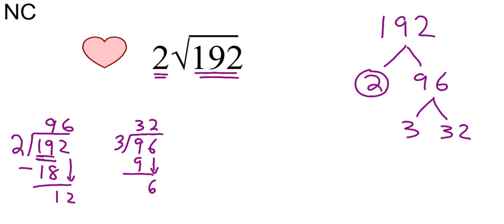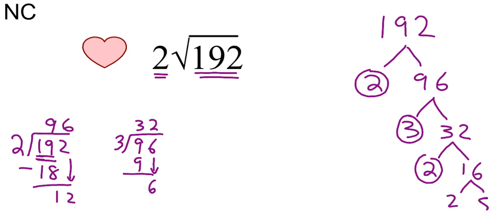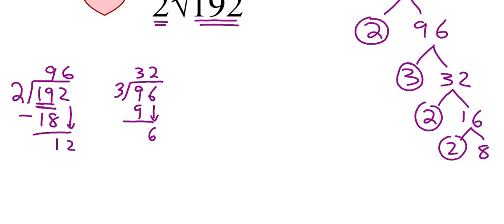3 is a prime number, so I stop there with the factor tree, and then I go to 32. And so 32, 2 goes into it 16 times, right? Prime number. And really, 16 I see as a perfect square, but I'm going to keep breaking it down, right? 2 and 8, and then 8 is 2 and 4. So a factor tree, we're going to go until we have all the prime numbers, and then we're going to throw them back into the problem.